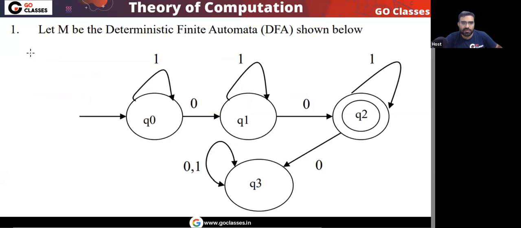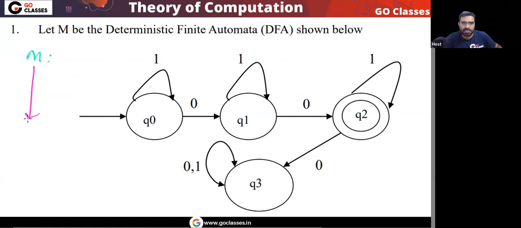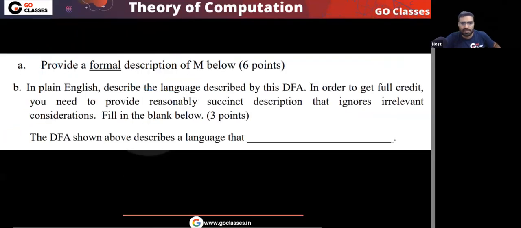Remember, this machine is given to you as a diagram. Basically, this machine's diagram representation is given to you. Now from this diagram representation, we need to convert it into a formal description. Formal description means the 5 tuples.